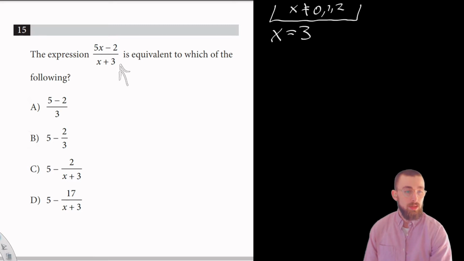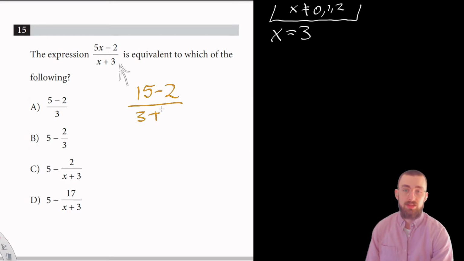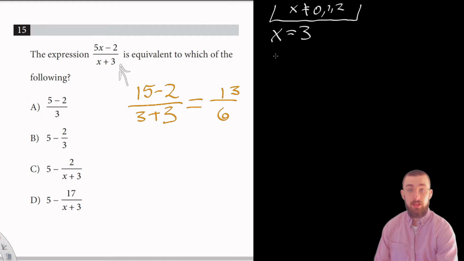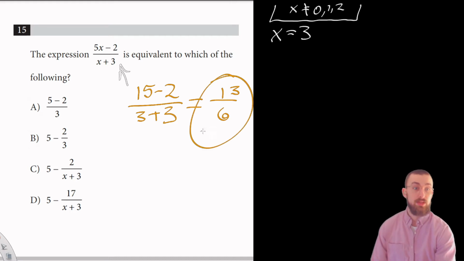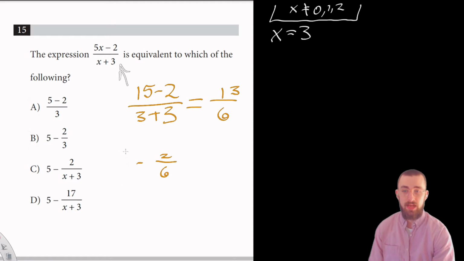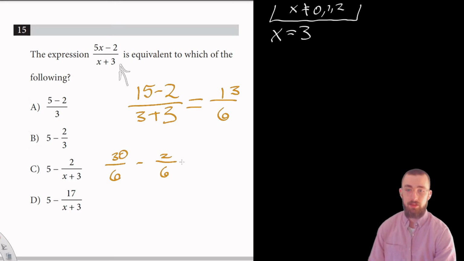let me use a different color here. So I would get 5 times 3, which is 15, minus 2, over 3 plus 3, which is 13 over 6. The right answer between A, B, C, and D, if you plug in x equals 3, you'll get 13 over 6. So plug it in over here, and you get 5 minus 2 over 6. We'll rewrite that 5 as 30 over 6. Same thing, right? Just common denominator.